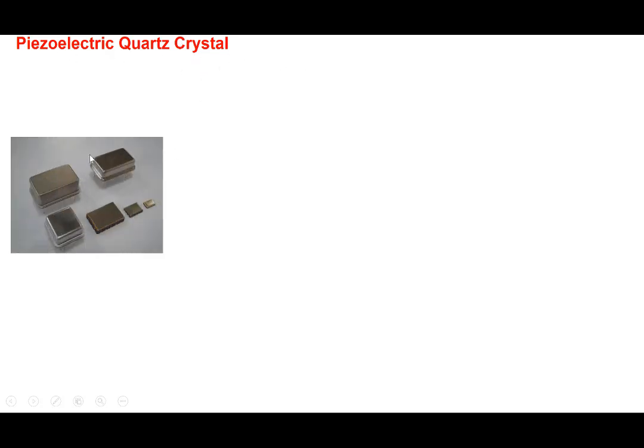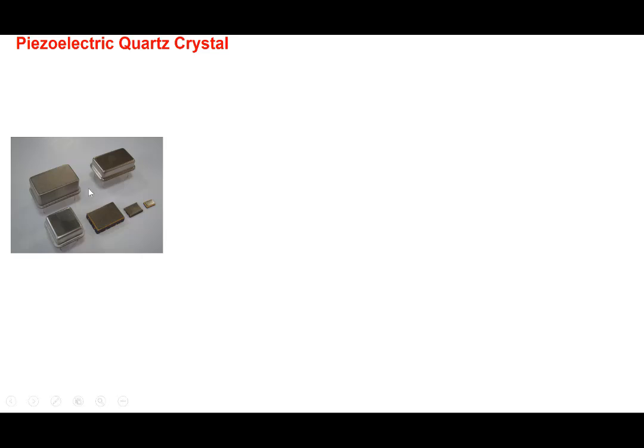And in that context, this particular device becomes very interesting. This is a piezoelectric quartz crystal. It's basically a crystal of quartz with the contacts made at the two ends. And quartz has an interesting property called piezoelectricity. That is, if you apply pressure, then charges develop on the opposite sides.